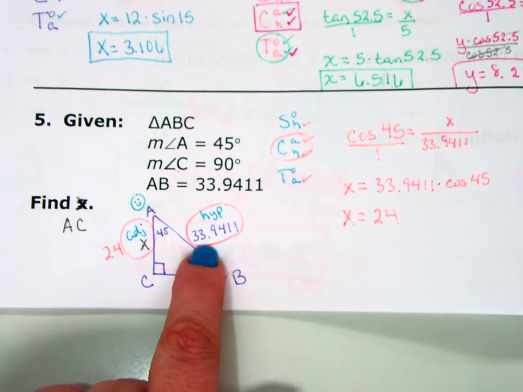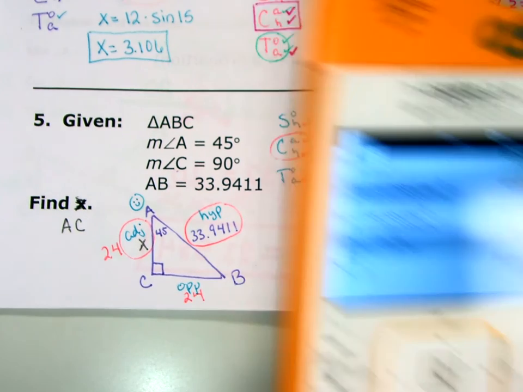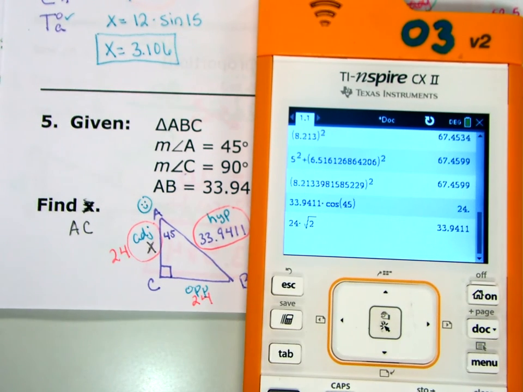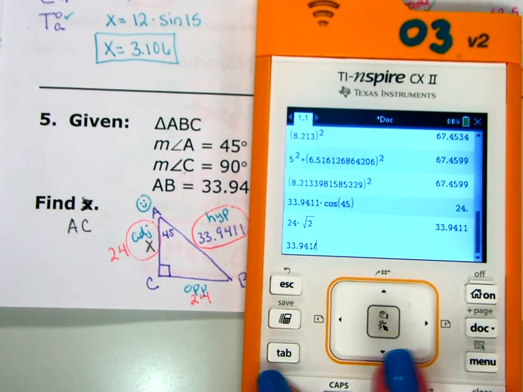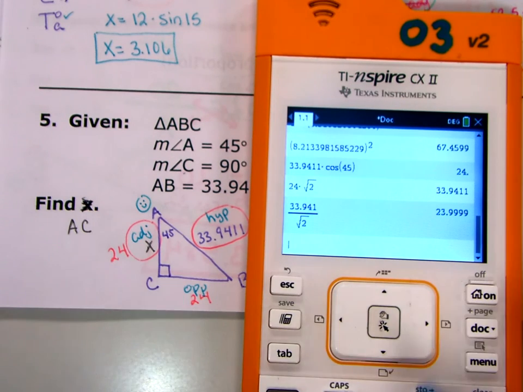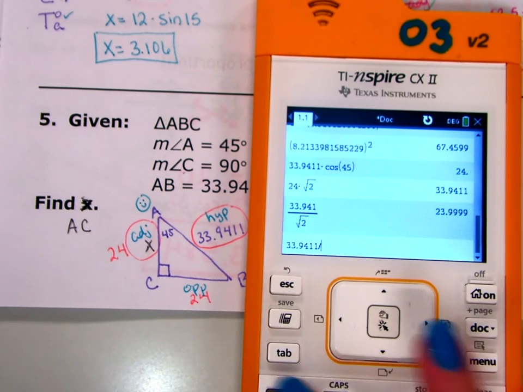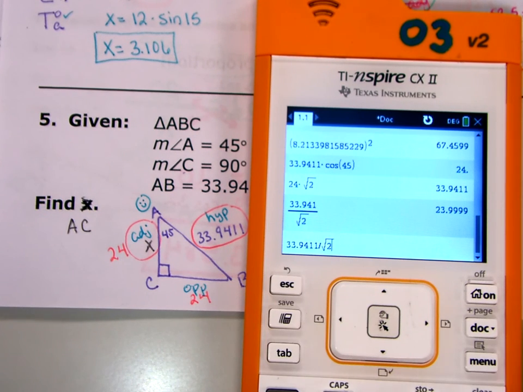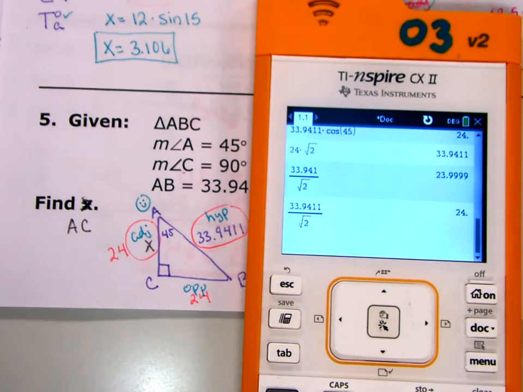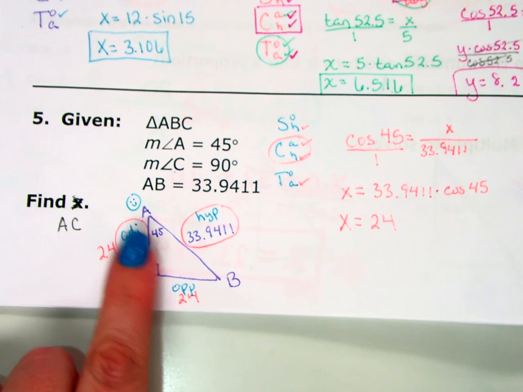Okay? We could have just taken this original fraction and said, oh, this is supposed to have a square root of 2 on it, so I need to remove the square root of 2 by dividing it out. And I could have found my answer by just doing 33.9411 divided by the square root of 2, 24.